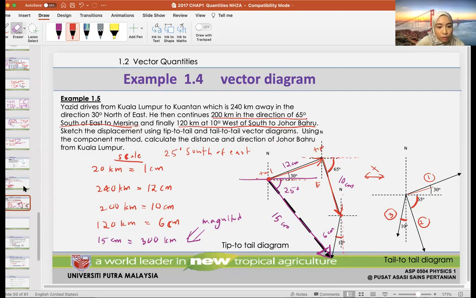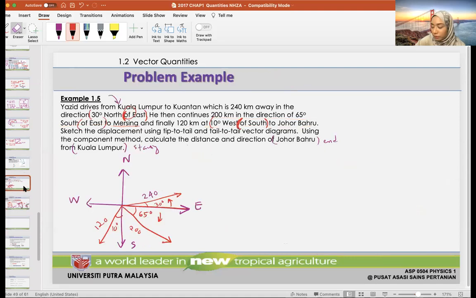Okay, so now let's do the component method. Component method akan give us the exact answer, not using graphical method. Okay, so now I'm going to assign people to do this as usual.